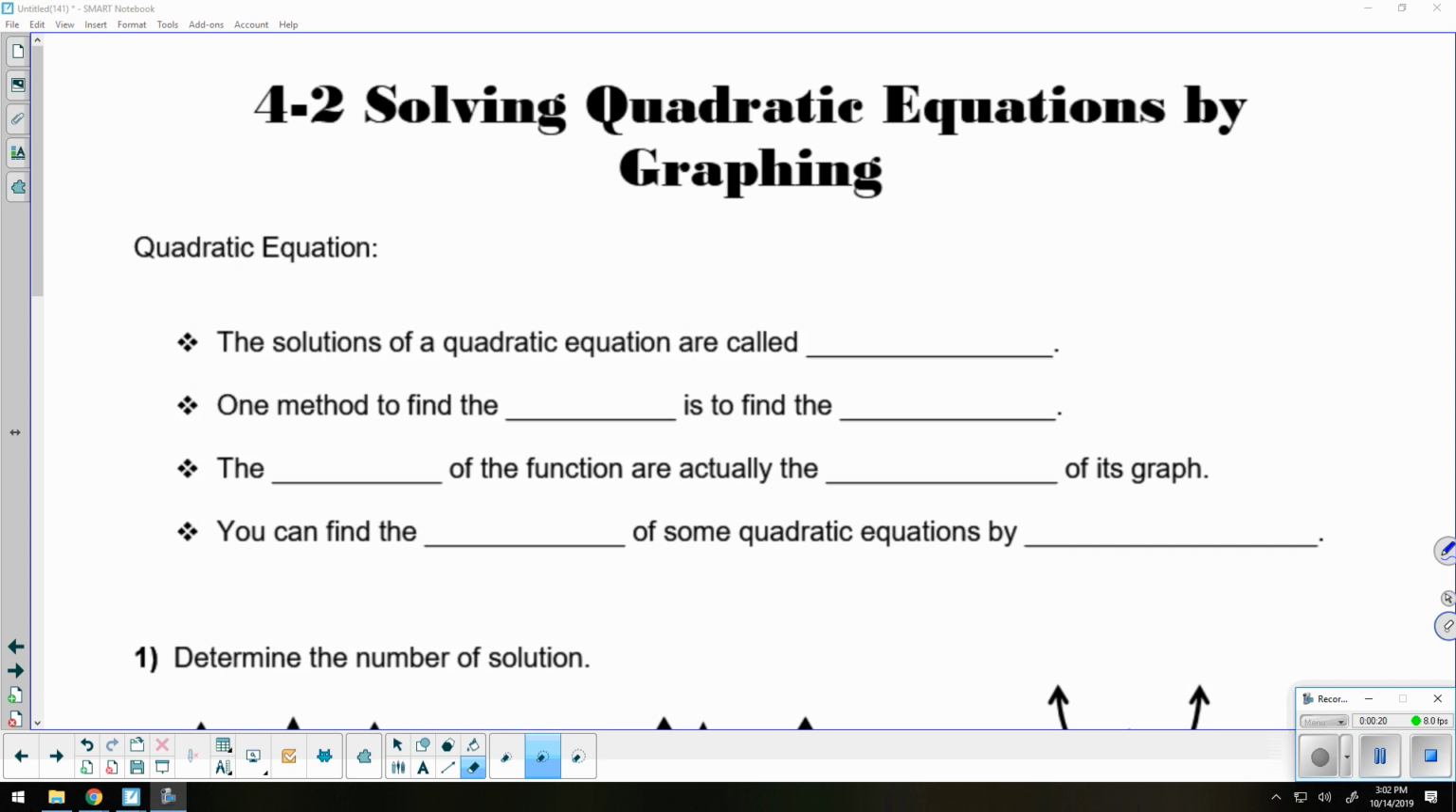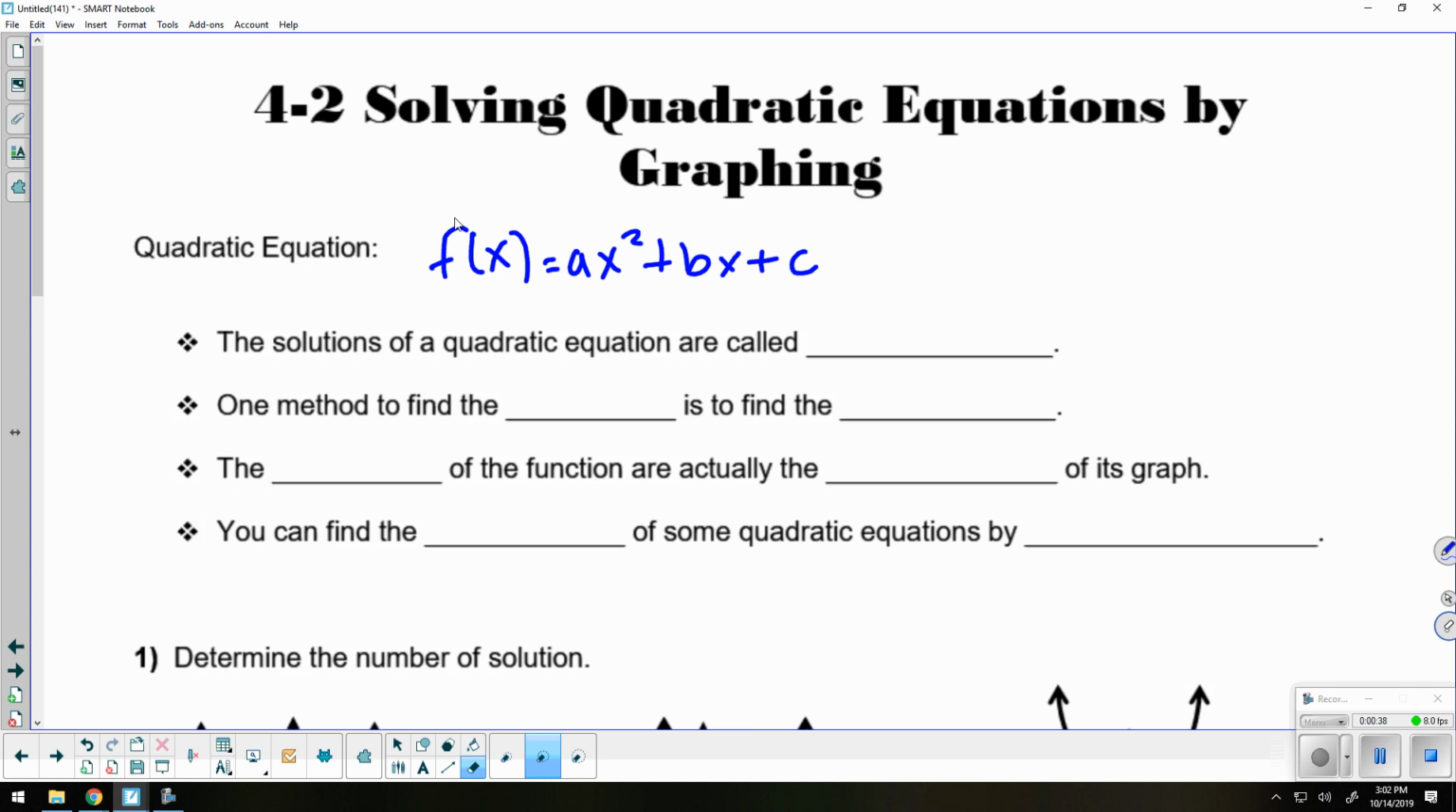Just to reflect back, the standard form of a quadratic is ax squared plus bx plus c. We're still going to be using all the tools and elements that we learned in the previous section as far as graphing the parabola, but now we have to solve it. So how do we find the solutions?